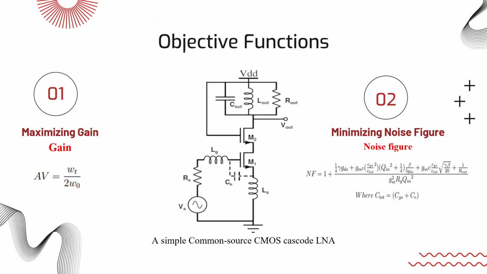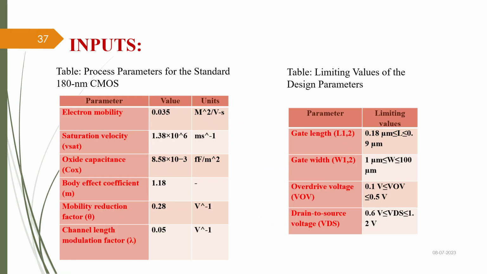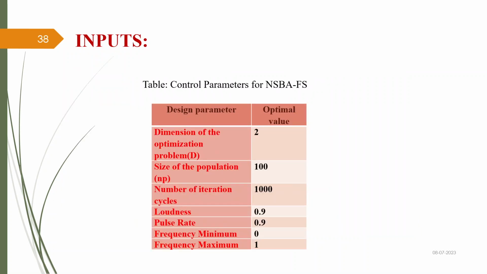Here are the two objective functions that we need to solve by using our code. First, we have to maximize the gain and then minimize the noise figure of the given common source cascade CMOS LNA that we can see at the center of the screen. To run the code, we need to pre-specify certain process parameters as well as limiting values of the design parameters. Here we have already pre-specified the given design parameters for our code. Also, pre-specification of control parameters for the BET algorithm is to be made.